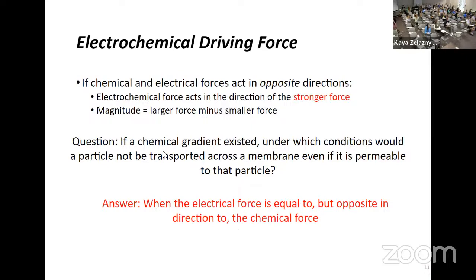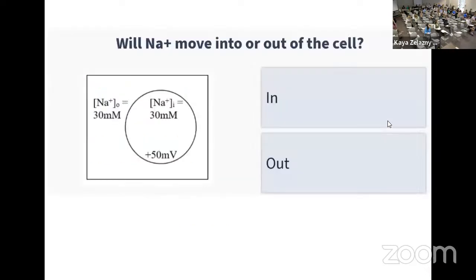And we wouldn't see any movement at all of that particle if they were equal to each other. Okay? If they're equal, no movement at all. We're going to take a look at some examples of this to make sure we understand all the directions that these forces can go. Okay.